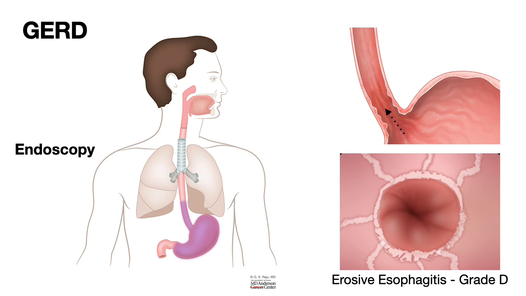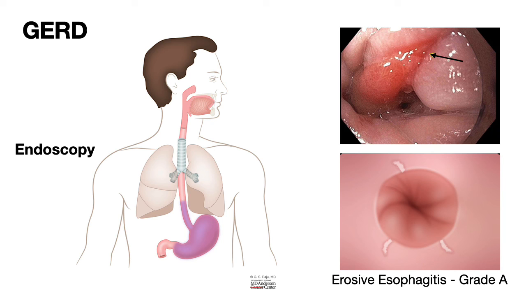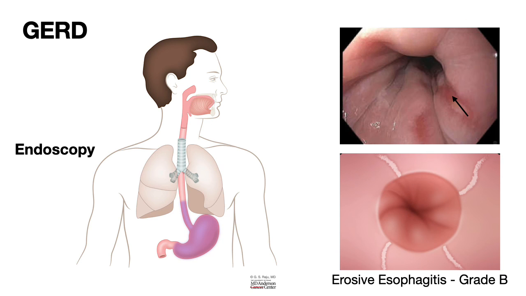real pictures. So as you can see here, there is an arrow, there is a very small erosion at the squamocolumnar junction. It is less than 5 millimeters. It is grade A esophagitis according to the Los Angeles classification. It's otherwise called LA grade A. Here, the erosion is a little bit longer, certainly more than 5 millimeters, and there's no crossing over to other folds. It is grade B.